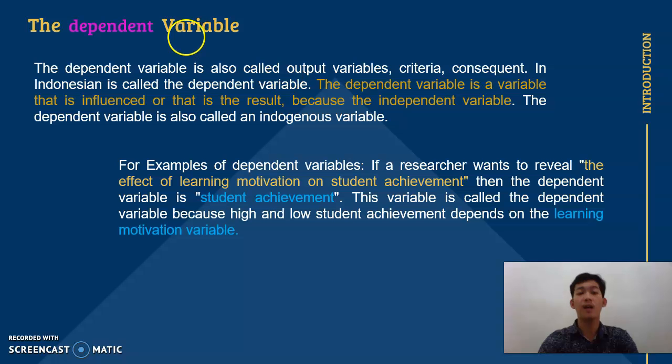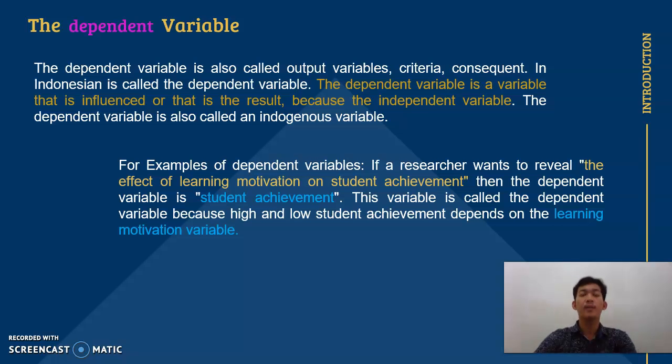Let's take, for example, the effect of the learning motivation on the student achievement. Then the dependent variable is the student achievement. This variable is called the dependent variable because high and low student achievement depends on the learning motivation variable.